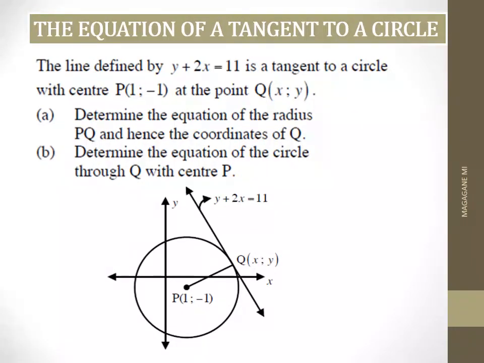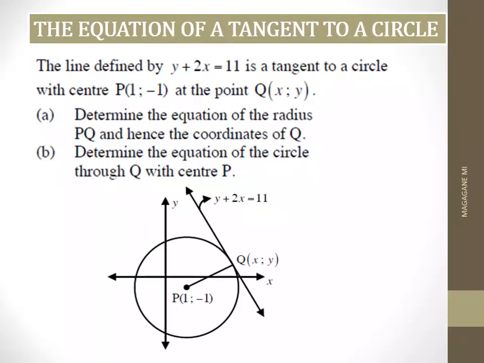The first question says we must determine the equation of the radius PQ and hence the coordinates of Q. So it's very, very important. Here we are not asked to calculate the radius, so we are not looking for PQ as a distance. We are looking for the equation of PQ. So we are looking at PQ as a line. Therefore, we are not going to use the distance formula in this question.